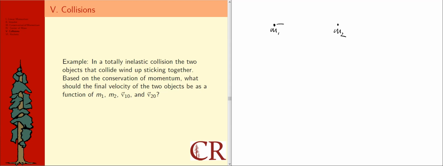Maybe to keep everything in a positive direction in a standard xy coordinate system, or just a standard x axis number line type of thing, I'm going to give this one a rightward velocity of v1 naught, and then I'll give this one a smaller rightward velocity of v2 naught.